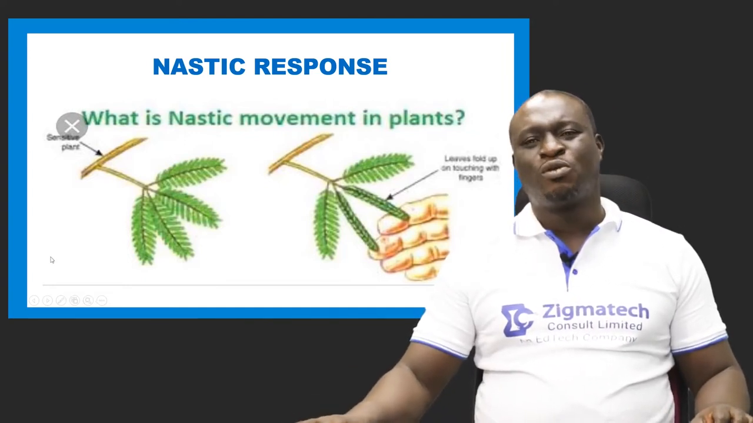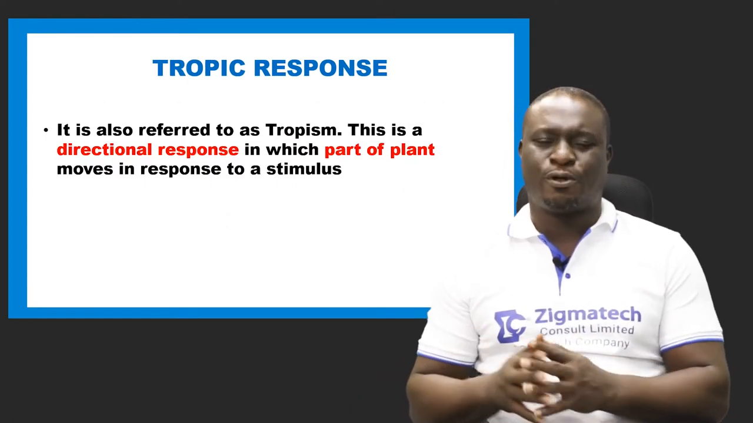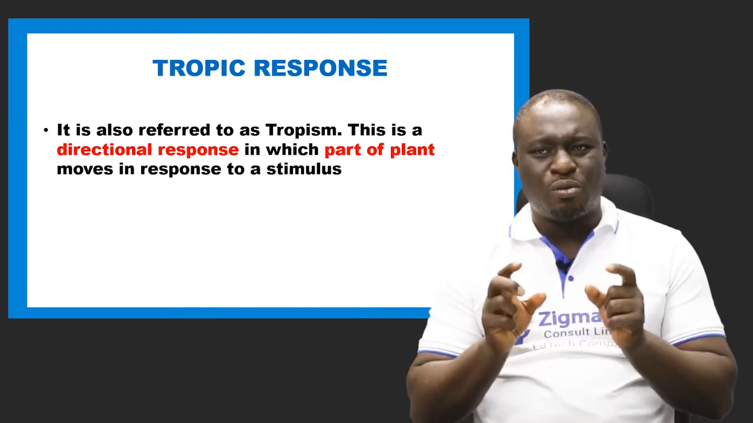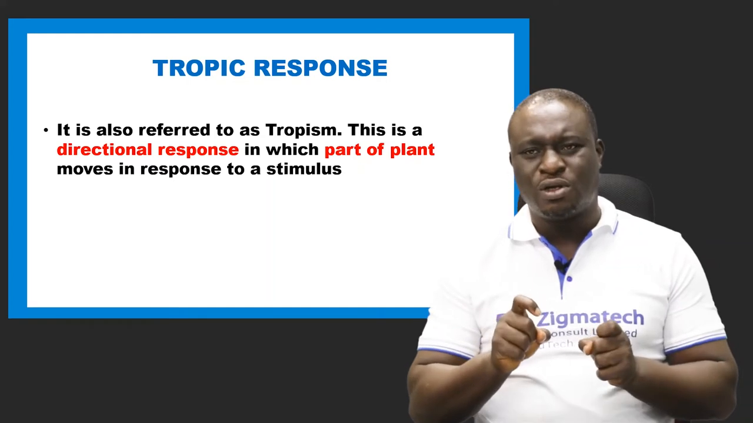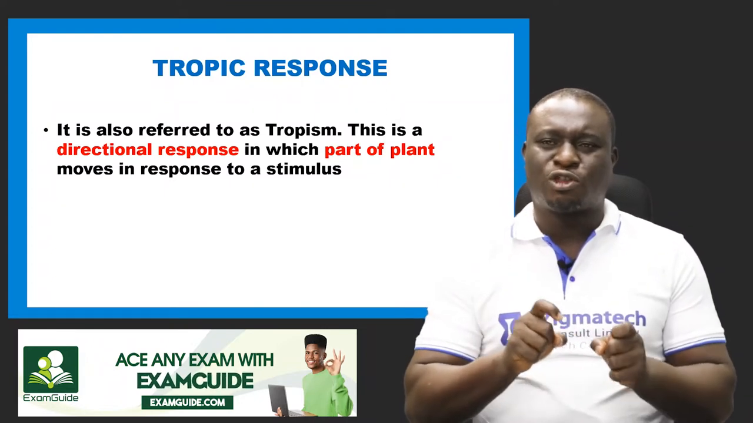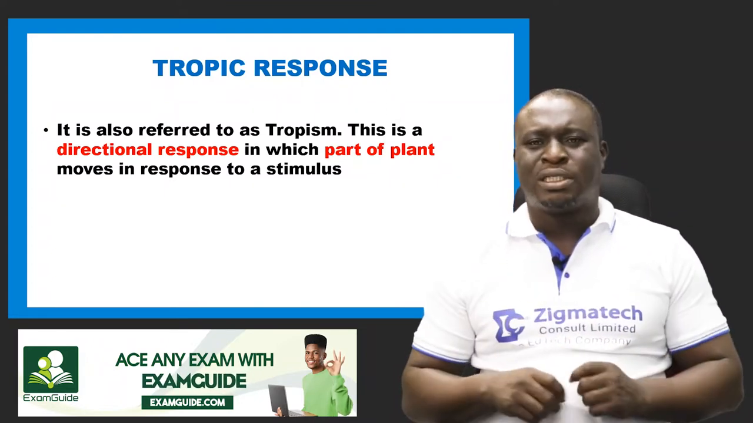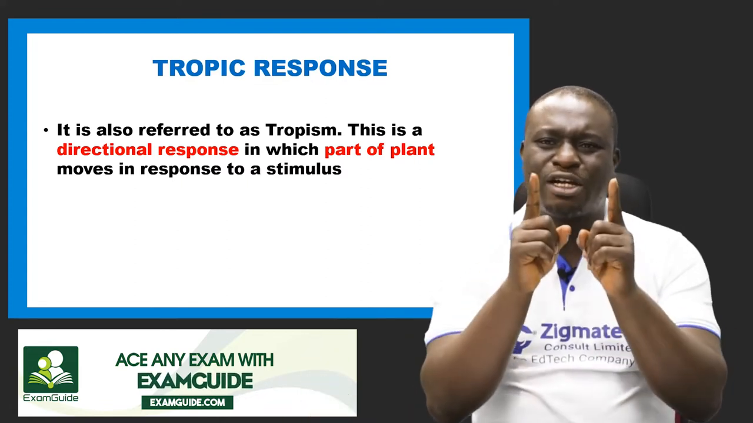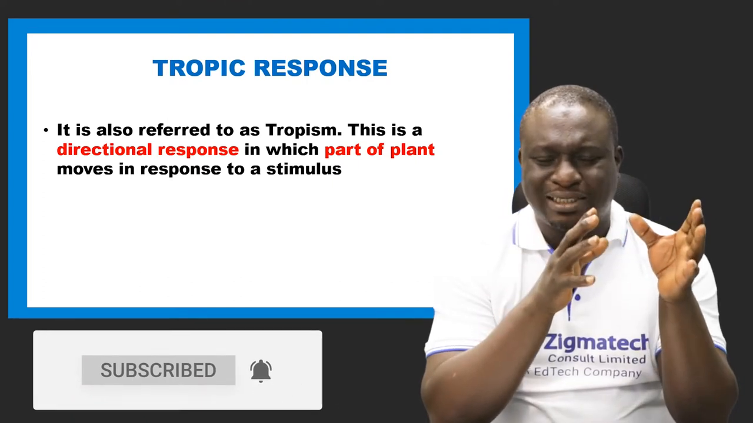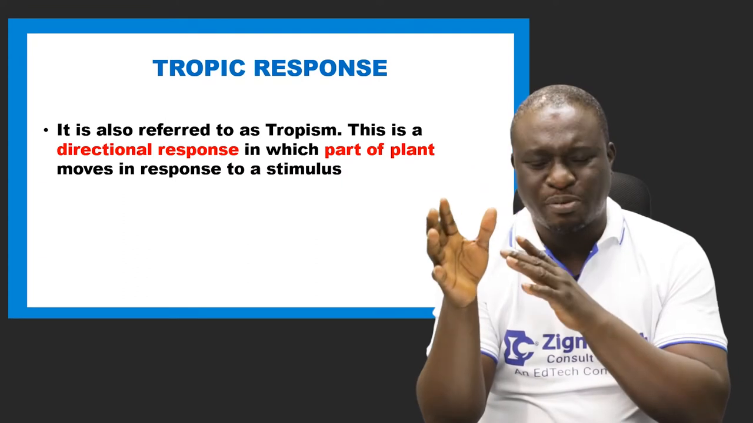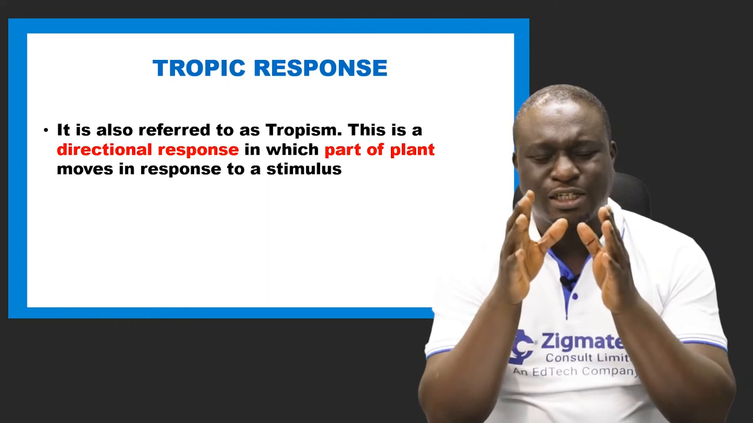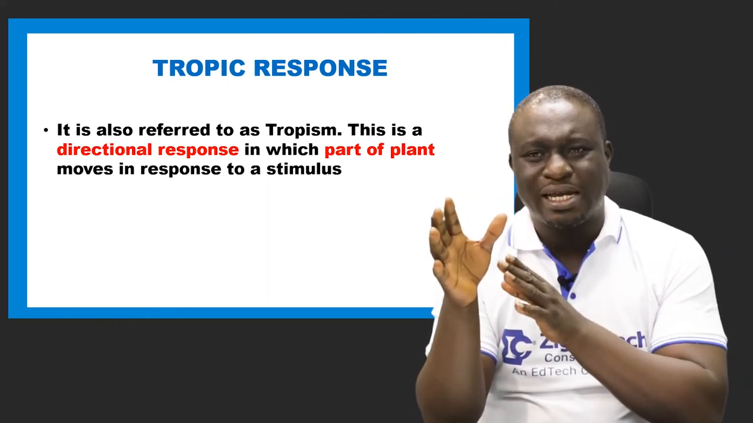Now the next, number three, is what we call tropic response. Please note, another name for tropic response or movement is called tropism. Tropism is a directional response. I wish you're getting the differences between tactic, nastic, and tropic. In tactic, it is directional. In nastic, it is non-directional. In tropic, it is directional.